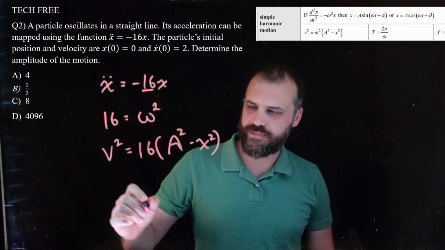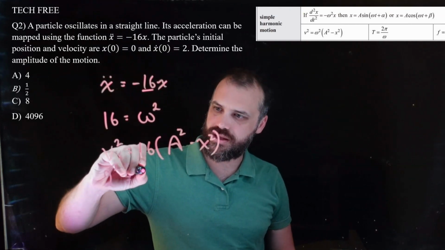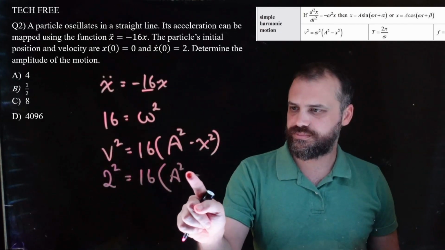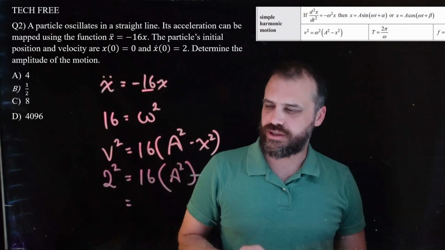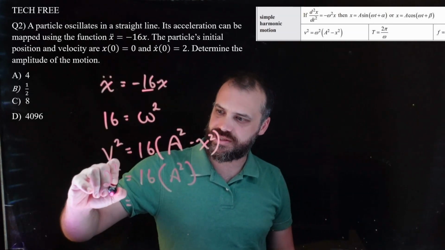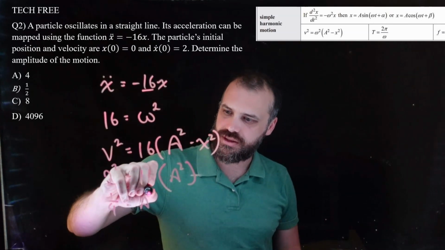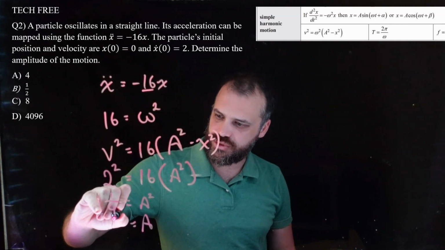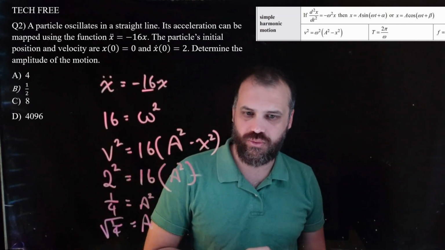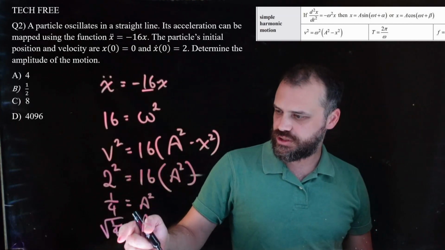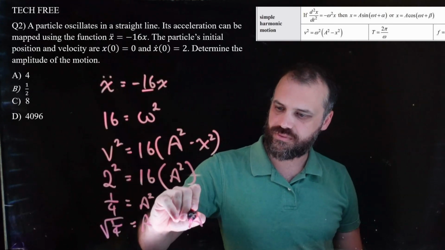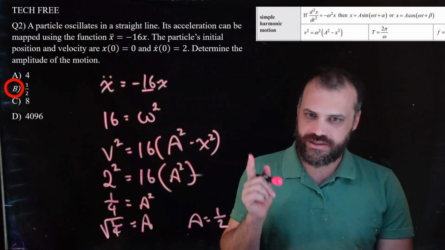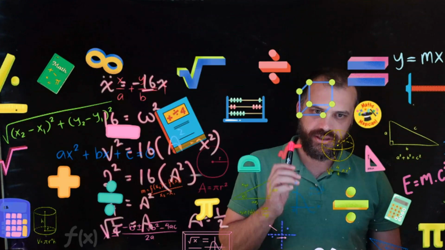So let's put that information in. 2 squared equals 16, a squared minus, and then 0 squared. All right, so 4 divided by 16 is 1/4 a squared, right? And that means that a is equal to the square root of 1/4, which is 1/2. All right, I think we've got our answer there. It is B, celebrate, done.